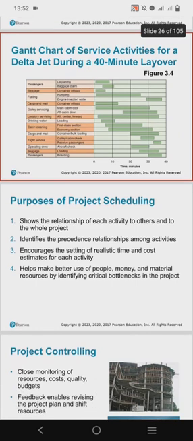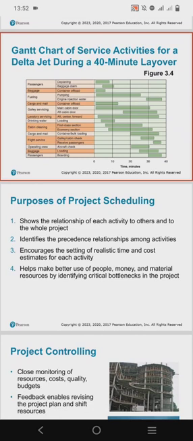So what are the purposes of project scheduling? There are various reasons for project scheduling. The first is that it shows the relationship of each activity to others and the relationship of each activity to the entire project. It identifies the precedence relationships among activities. When we say precedence relationship, it means the order or sequence in which tasks need to be carried out.